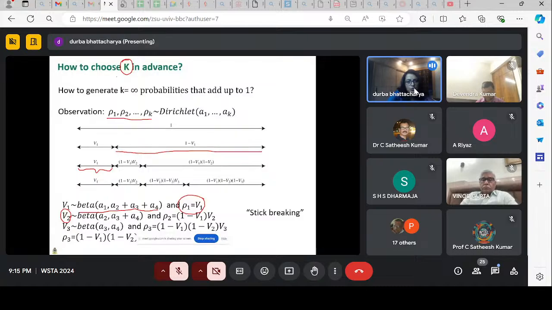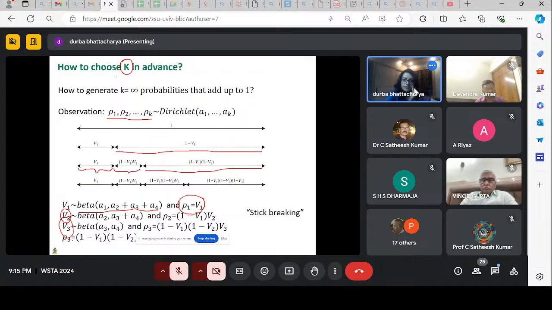And what is rho 2? Rho 2 is v2 proportion of 1 minus v1, what was left. So now what is left? 1 minus v1 times 1 minus v2 is left, right? So next we draw v3 from beta, a3 and a4. And rho 3 will be v3 proportion of what was left, that is 1 minus v1 and 1 minus v2. So rho 3 will be this thing, right? And finally rho 4 will be 1 minus rho 3.